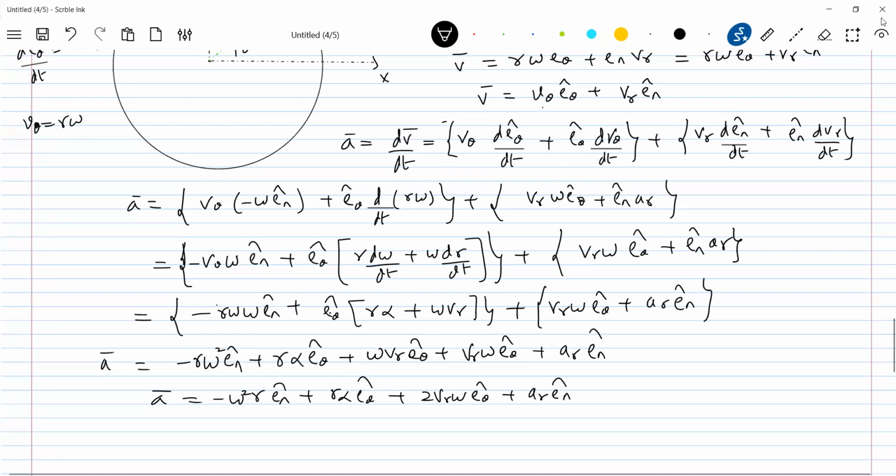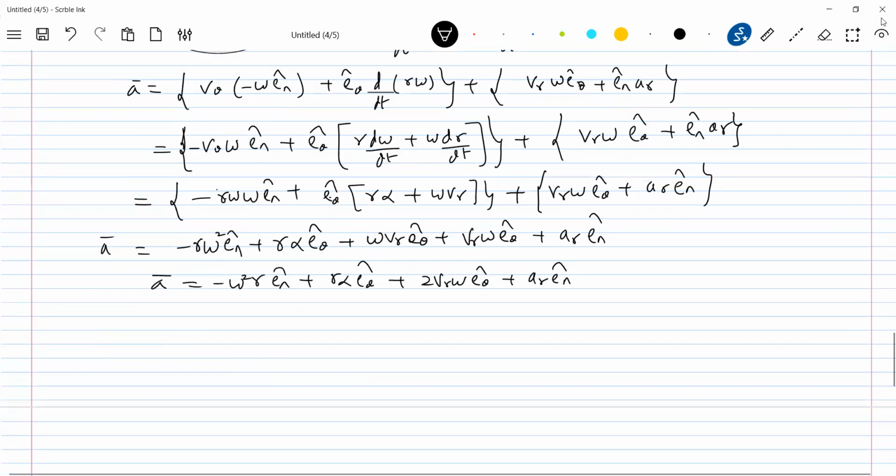Now, if r is constant, if pure circular motion, if r is constant, and I also say that omega is constant. First let me put r constant. If r constant, what is the path? Path will be a circle. Clear this? So if r constant, then what is Vr? Will be 0. If Vr 0, then AR will be 0.